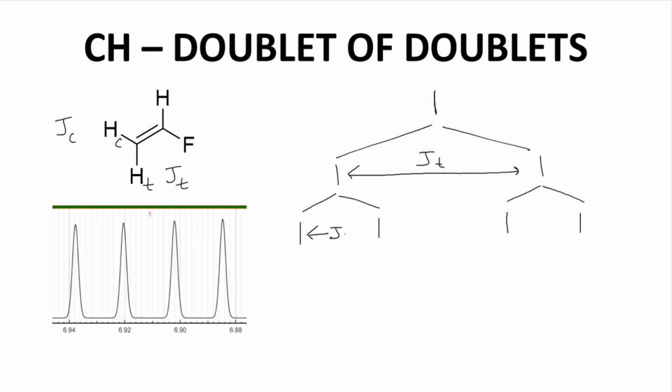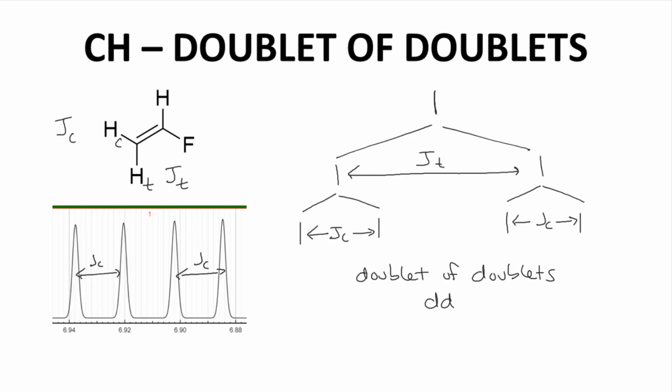And here is JC, and JC is here as well. The resulting signal is now a pair of doublets, a doublet of doublets, or DD. All lines have the same intensity. In the spectrum, we can see that JC is the separation between these peaks.